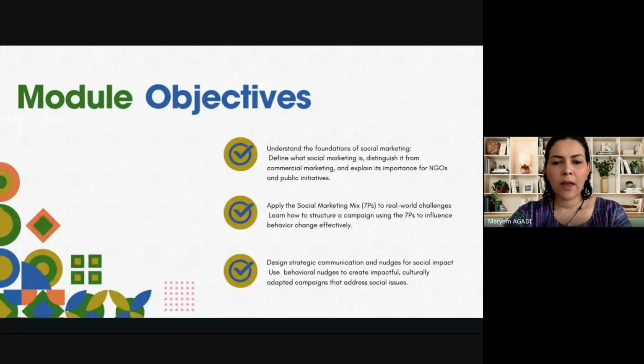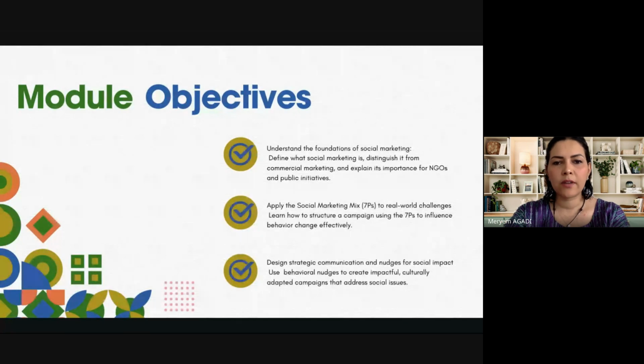Secondly, we will see how we can apply the 7 Ps. Maybe some of you already know the 5 Ps that we use in marketing in general. We will apply them to real-world challenges and learn how to structure a campaign using those 7 Ps to influence your strategy, your audience, and behavior change effectively. The third part is about how to design strategic communication and use behavioral nudges to create impactful, culturally adapted campaigns that address social issues.